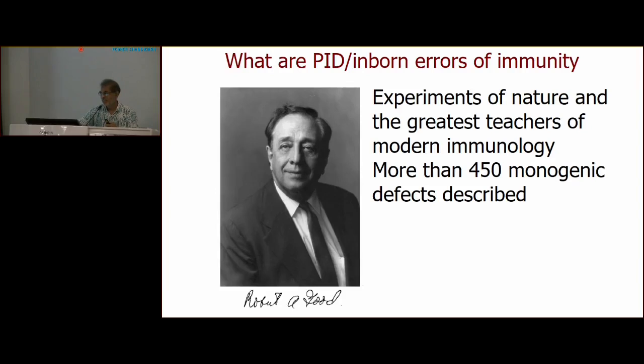and a legend in the field of inborn errors of immunity. And he described these disorders as experiments of nature and the greatest teachers of modern immunology. And more than 450 such genetic disorders have now been described.